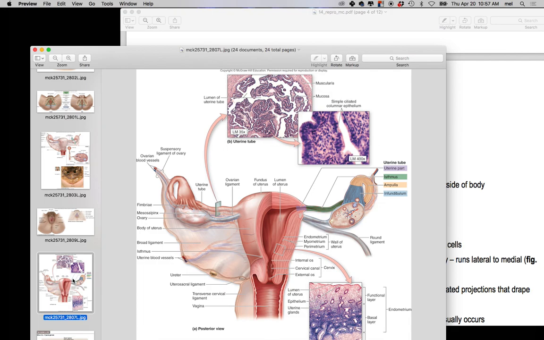Those cannot be carried to term, and they are life-threatening for the woman as well, and they're going to continue to try to grow, right? Because your body doesn't know it's in the wrong place. It continues to secrete the hormones, right? So those ectopic pregnancies are life-threatening for the woman.